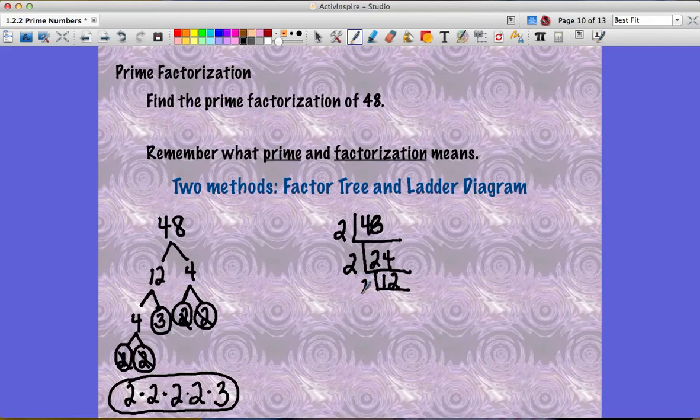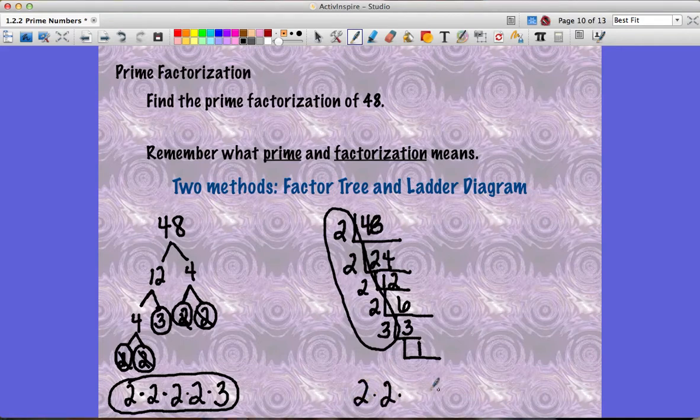I'm going to divide 12 by 2 again because 2 is prime, and 12 can be divided by 2, and I get 6. 6 can also be divided by 2, and I get 3. And I know 3 is divisible by itself, which is 3. That's a prime number, and I get down to 1. So now I know I'm done. I take these numbers on the outside of the ladder, and they are my prime factorization, which again gave me 2 times 2 times 2 times 2 times 3.